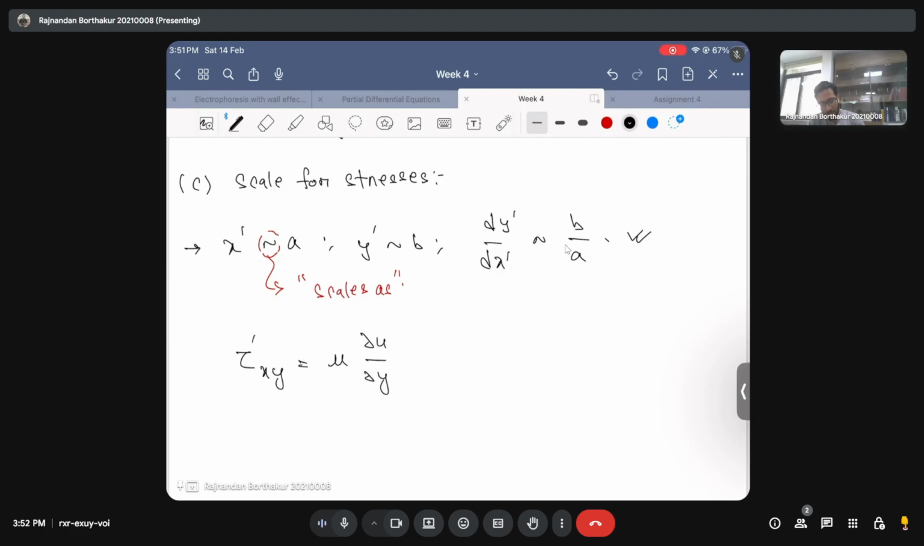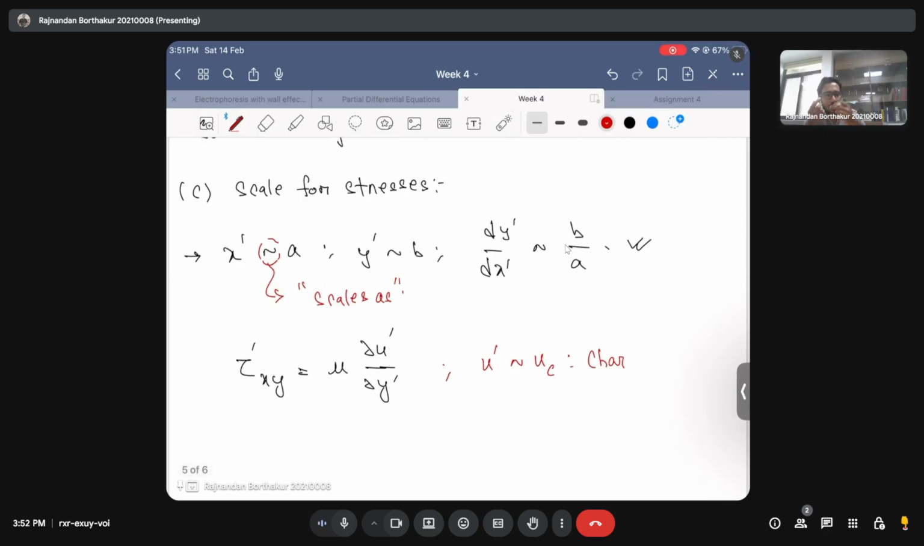And again I say, because this is dimensional, I will call all the quantities dash quantities. Then what I will say is that my dimensional u scales as uc, where uc is the characteristic velocity we have already seen. For example, if this is a pipe flow, the characteristic velocity is the maximum or the average of the velocity profile. If this is a Couette flow, you can choose your characteristic velocity as the velocity of the plate. That's completely up to you.